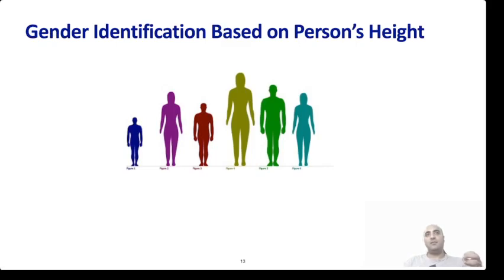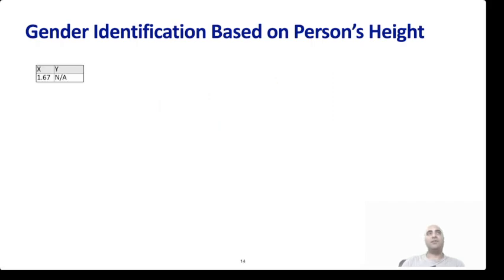Let's assume that we are going to a country and we want to identify the gender of a person in this country based on the person's height. So the only property that we have is the person's height, X, and we want to predict the gender of the person, to which we refer by Y. So our task is to design a statistical model that takes the height of the person, like 1.67, and predicts the gender of that person.